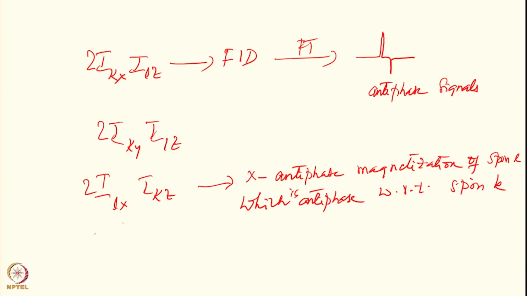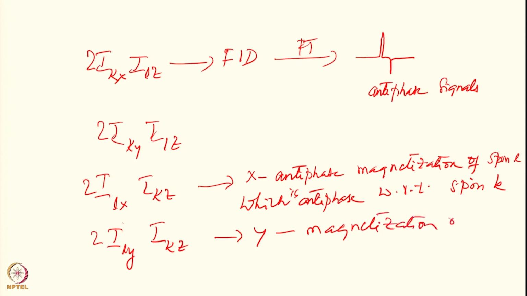Similarly, I can also have 2ILY IKZ. This will be Y magnetization of spin L, antiphase with respect to spin K. So these are the kinds of terms which you will get when we are considering a series of transfers from one time period to another during the mixing periods.